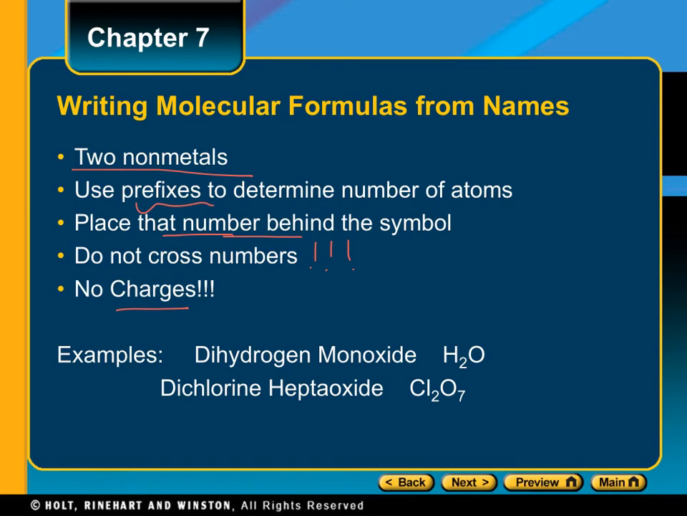So in this case, we have dihydrogen, which tells me 2, monoxide, which tells me it's an understood 1. In dichlorine, I have 2 chlorines, and in heptaoxide, I have 7 O's. Remember, the IDE ending is just telling us that it's a negative part. We don't do anything with it.